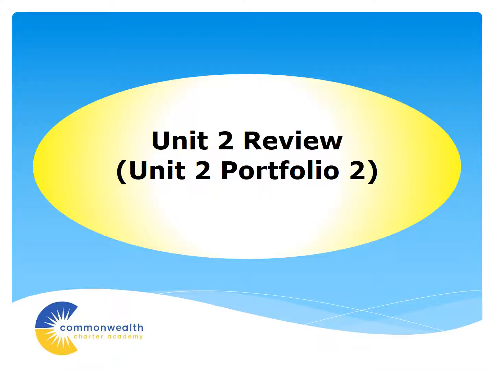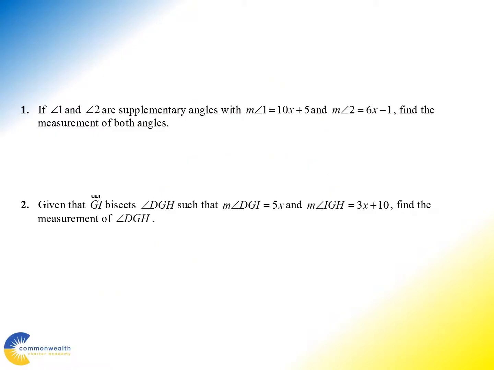Hello everyone, I am making this recording in order to help you review the Unit 2 Portfolio number 2, which is a Unit 2 review exercise. So question number 1: if angle 1 and angle 2 are supplementary angles with the measurement of angle 1 equaling 10x plus 5 and the measurement of angle 2 equaling 6x minus 1, find the measurement of both angles.